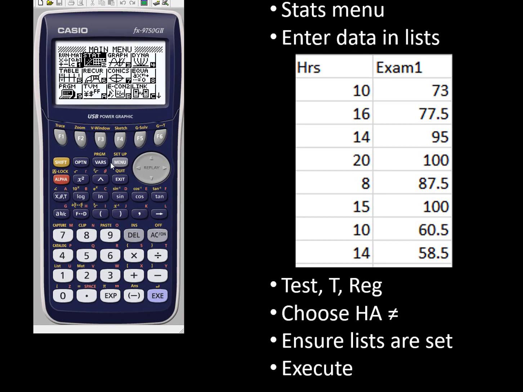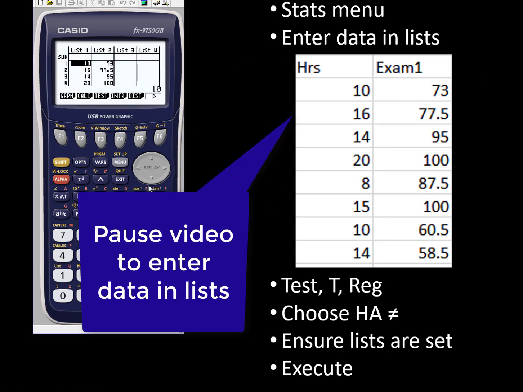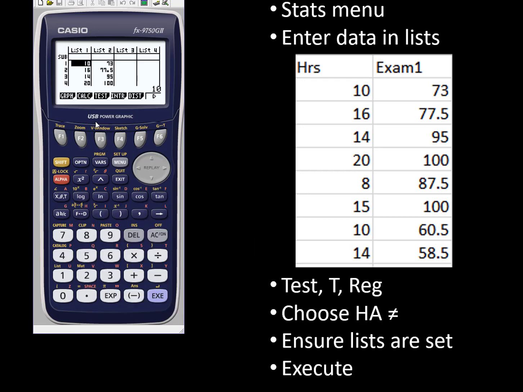On the Casio, in the main menu, click on 2 to get into statistics, and then you'll want to enter your data in lists. Now that we have the data entered, we go to F3 for test, F2 for T, and F3 for reg. There's more than one way to get the correlation coefficient for our sample, but this is also the way that will let us conduct our hypothesis test at the same time.